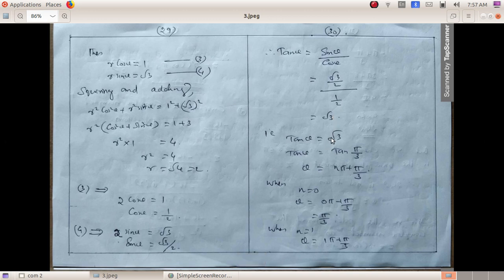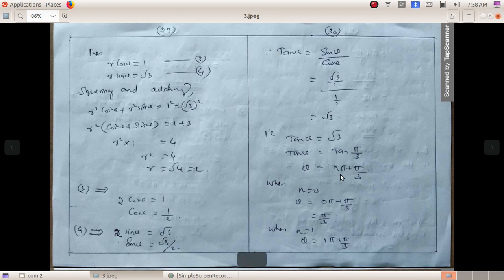Right. Then what is the formula from the previous class, the trigonometry class? We know that tan 60 is equal to root 3. 60 means pi by 3. So tan theta is equal to tan 60. If tan theta equals tan y, what is theta? Theta is equal to n pi plus y. We learned this in the trigonometry class. So theta is equal to n pi plus y, where y is pi by 3. So theta is equal to n pi plus pi by 3.